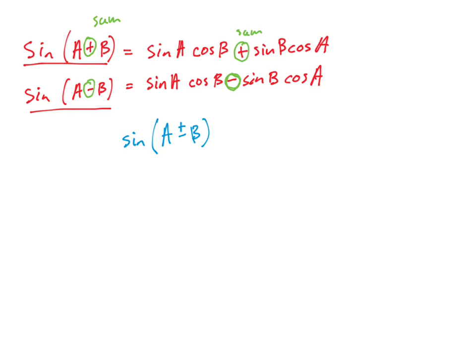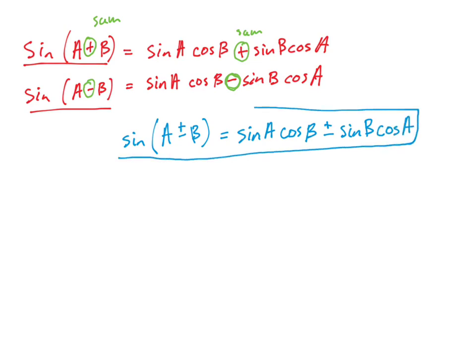We can summarize this into one equation. If we have sine of A plus or minus B, we're going to take sine of the first angle times cosine of the second angle, and then we keep the sign the same. So if we're adding initially, we're going to add in the expanded form. If we subtract initially, we're going to subtract in the expanded form. Then it's going to be sine of the second angle times cosine of the first angle. So that is the sum formula for sine.